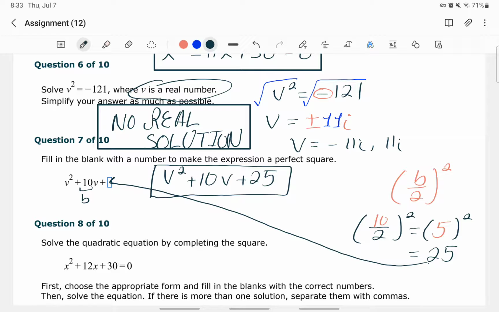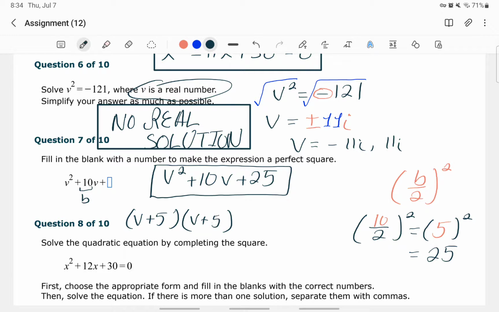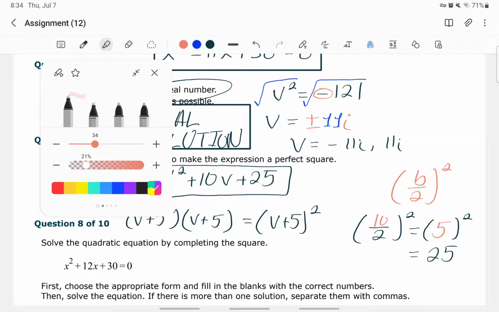Now, on a side note, if I was to factor this, this will factor into V plus 5 times V plus 5. V squared gives me V and V. Two numbers that multiply to 25 and add to 10, positive 5 and positive 5. And because we're multiplying the same base, we can add the exponents, V plus 5 squared. But once again, this is the answer right here.